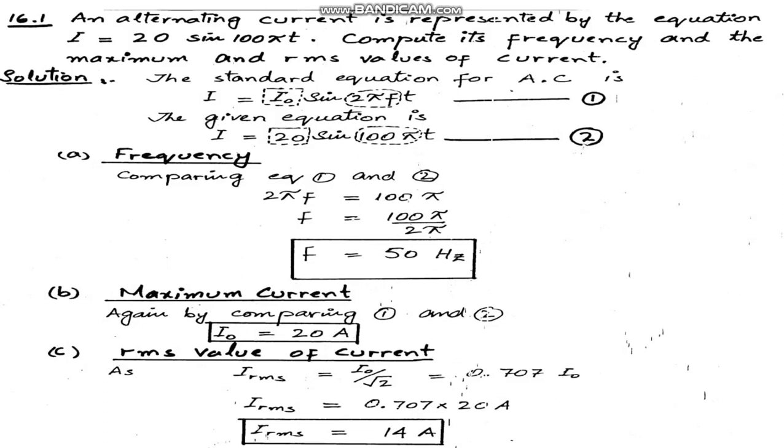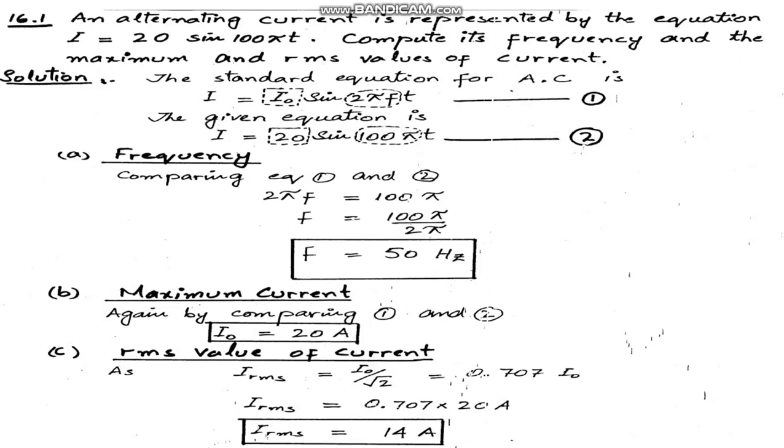The first problem in alternating current is represented by the equation I is equal to 20 sine 100 pi t. Compute its frequency, maximum current, and RMS value of the current. We require three things. First, frequency. Second, maximum current. Third, RMS value of the current.